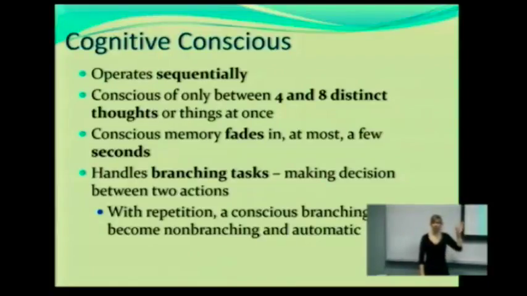Now, here's something that I want you to really remember when it comes to consciousness that a lot of students tend to forget. The consciousness is very good at handling branching tasks. What are those? Basically making decisions. Raskin talks about making decisions between two actions, two tasks. We actually can do three tasks or four tasks. You have to have that information in your awareness to make a decision and to reason about it.